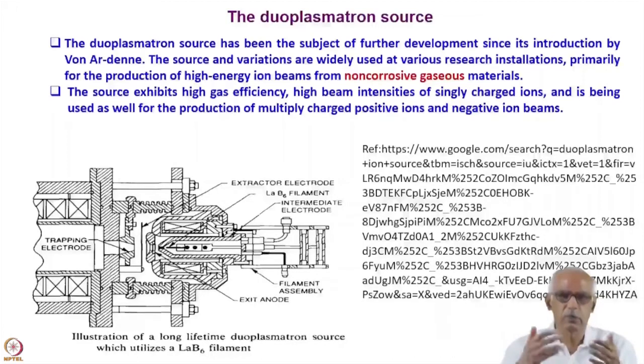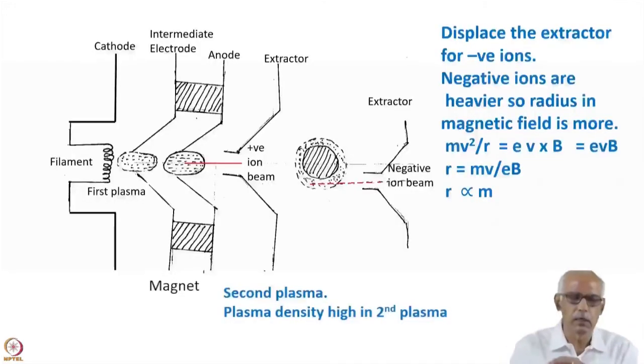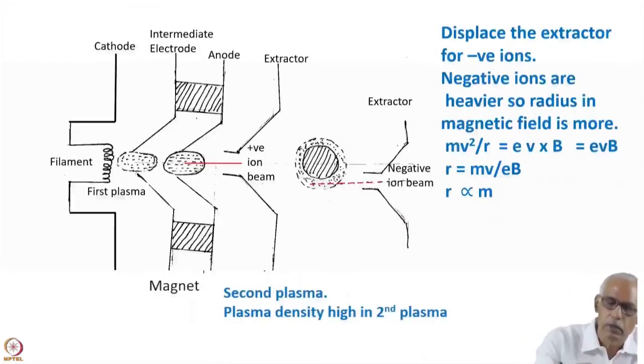Now, prior to the duoplasmatron, which was called the plasmatron, a single plasma was formed in single plasmatron ion sources. Intermediate electrode and magnets were not there, and hence the plasma density was low and low currents of ions were extracted. In duoplasmatron sources, an intermediate electrode and magnets are put. So what is done is that you feed the gas, and then there is a filament here which emits electrons, and the electrons interact with the gas and make it a plasma here. Let's say it is hydrogen gas, then the plasma will have H plus, H minus, and electrons also.